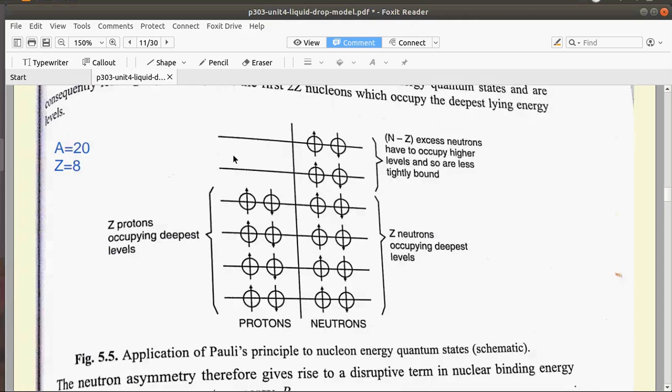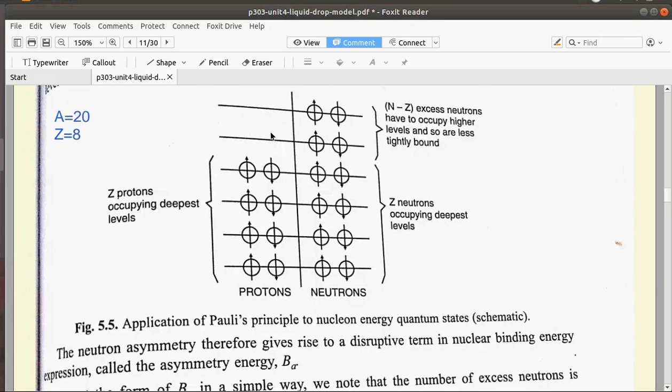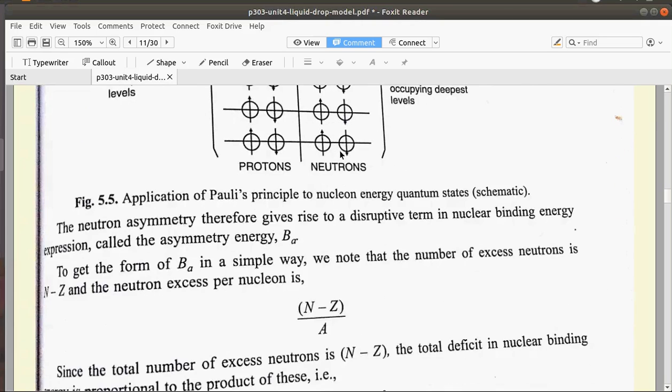So this asymmetry, the extra number of neutrons, gives rise to a destructive term in the nuclear binding energy, and it is called the asymmetry energy. Because there is no symmetry between the numbers of protons and neutrons, this term is called asymmetry. So the neutron asymmetry therefore gives rise to a destructive term in nuclear binding energy and is called asymmetry energy Ba.